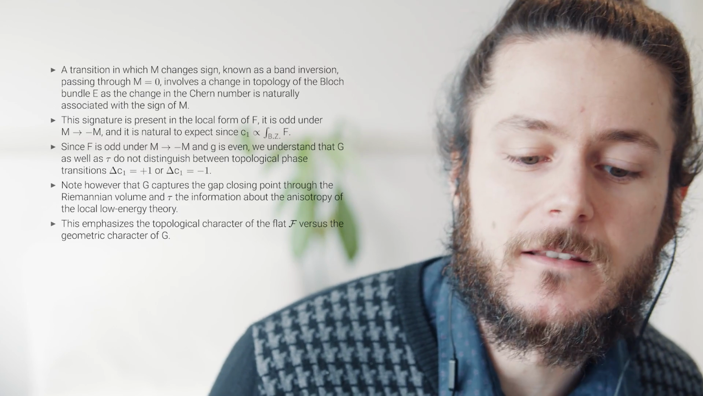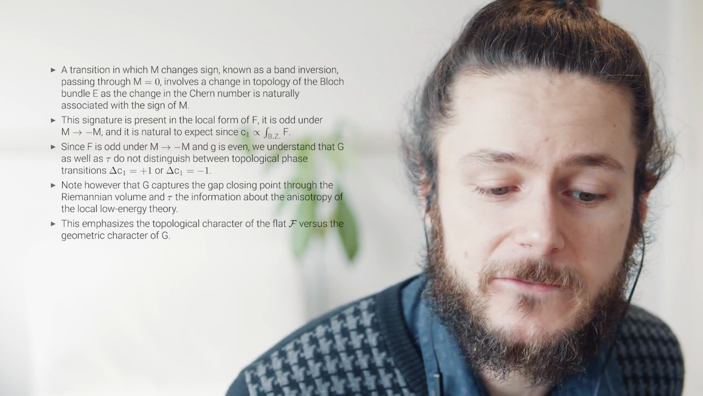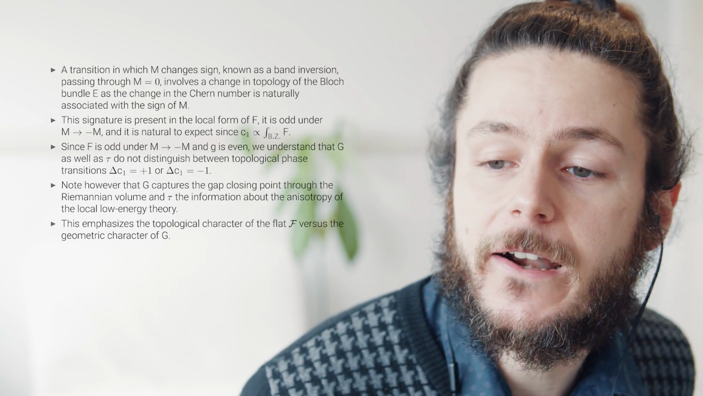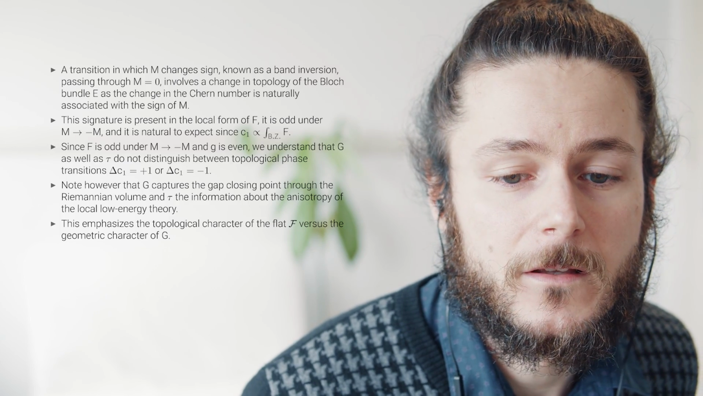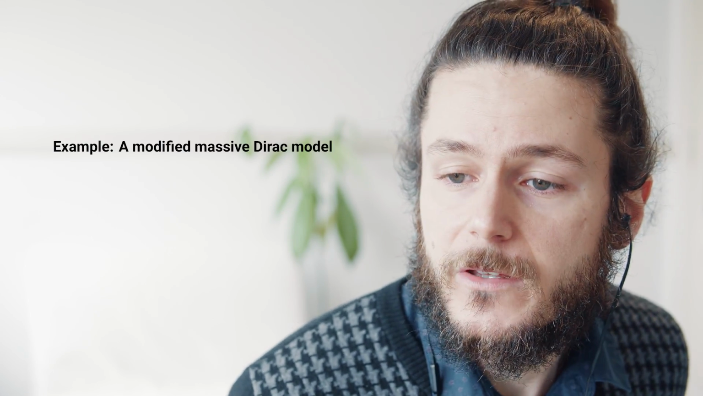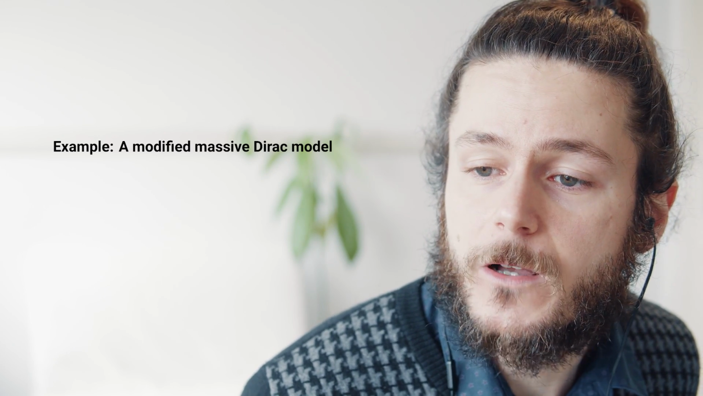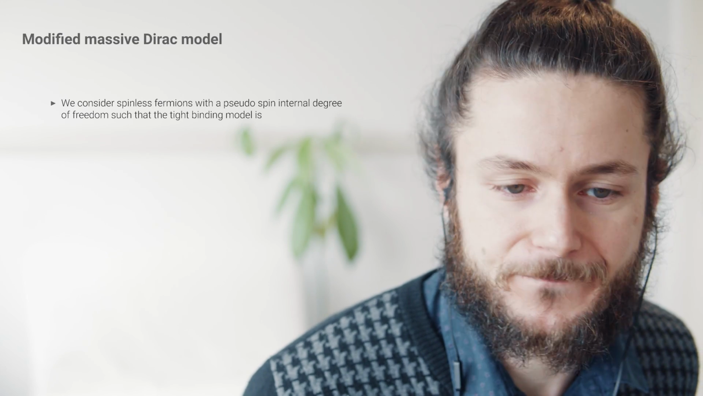This emphasizes the topological character of the flat curvature, mathcal F, versus the geometric character of the quantum metric in twist angle space. I'm going to give you an example which I came up with to be able to generate all possible complex structures. It is a modified massive Dirac model.